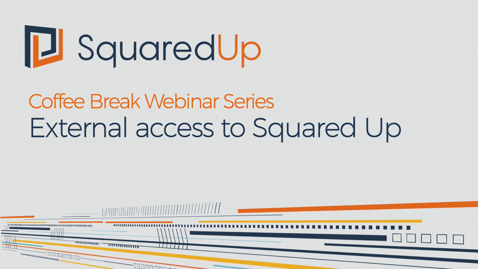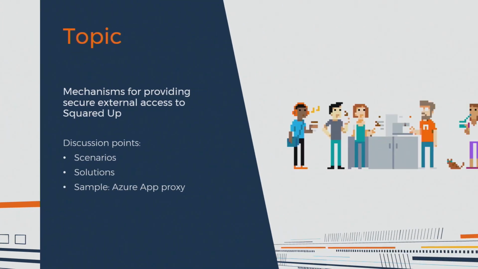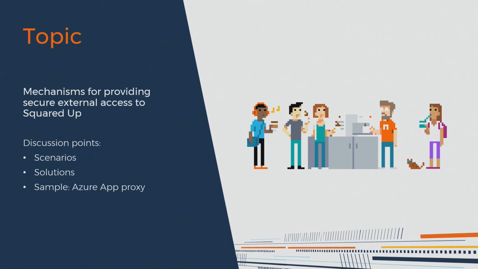So what we're going to be looking at this month basically is mechanisms for providing secure external access to Squared Up. So everyone's using it happily internally. But now you need to actually put that thing out on the web for various different parties to consume. You need to make sure that you can actually do that in a safe and secure manner.